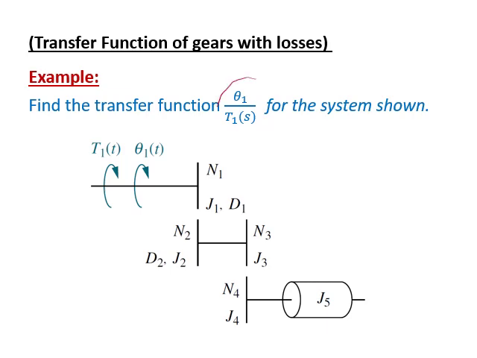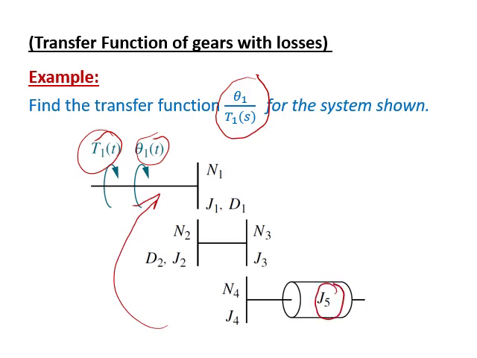The example asks me to calculate theta 1 over T1. So it's very clear that you bring all the elements, all the impedances in the system, and bring them all to this level. How am I going to do so? We have here inertia J5. J5 comes in the same level with J4. Add them and reflect them to this side.